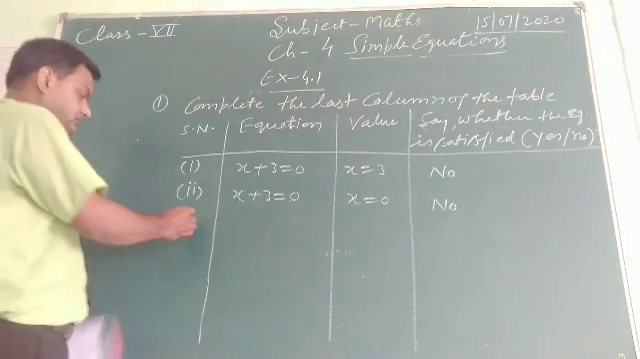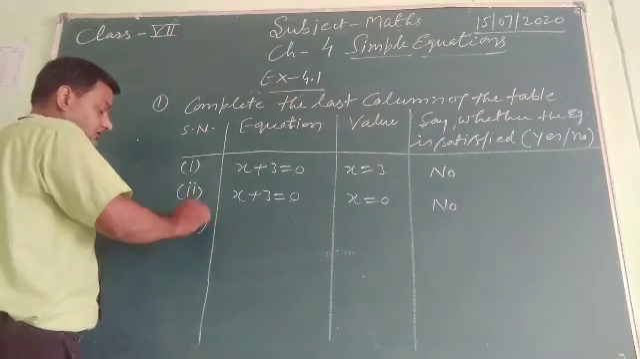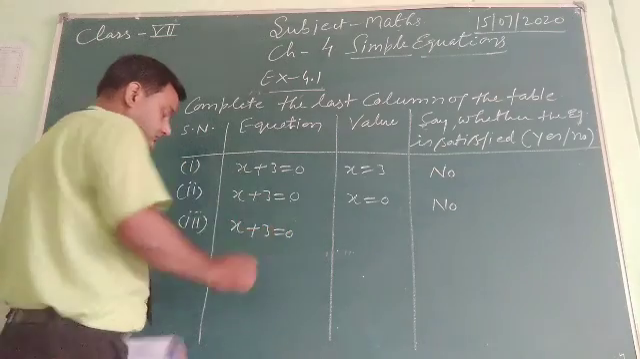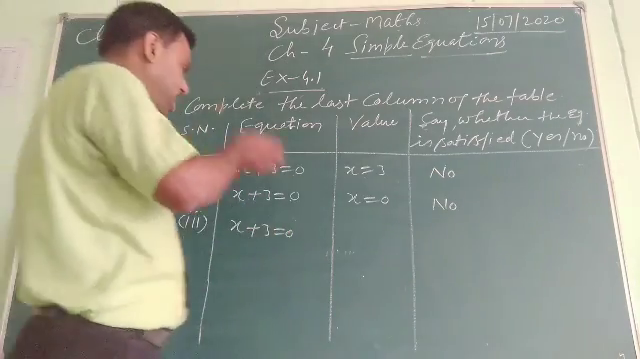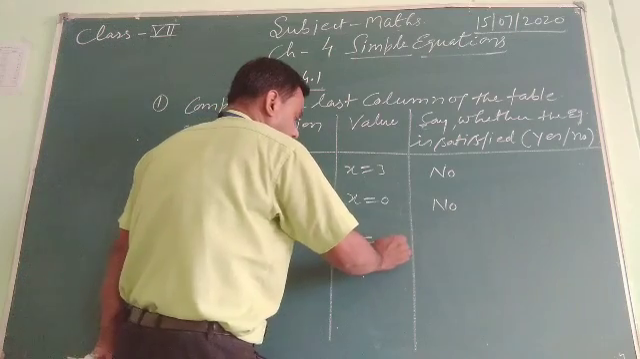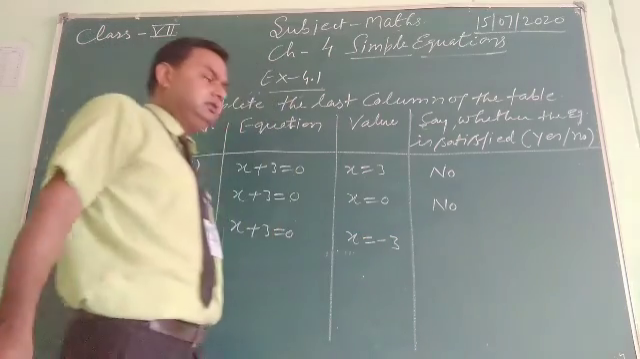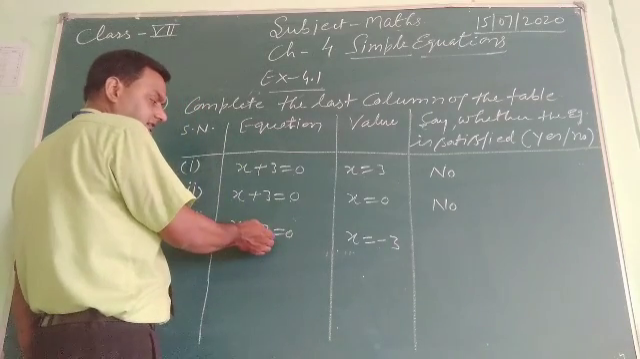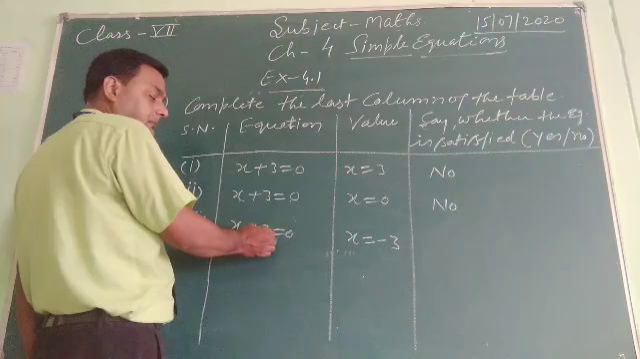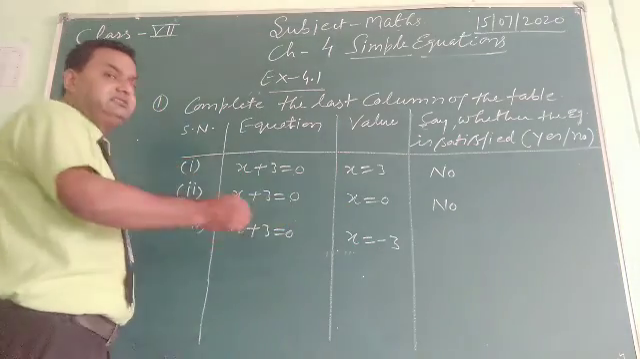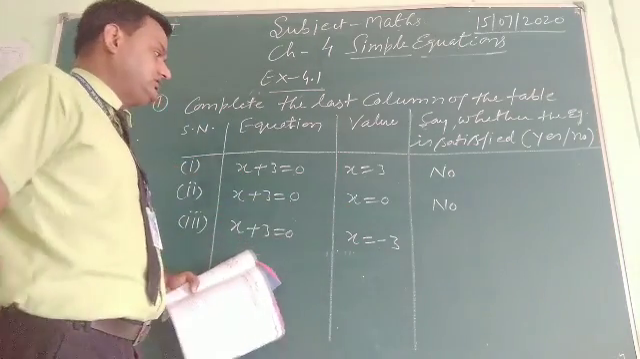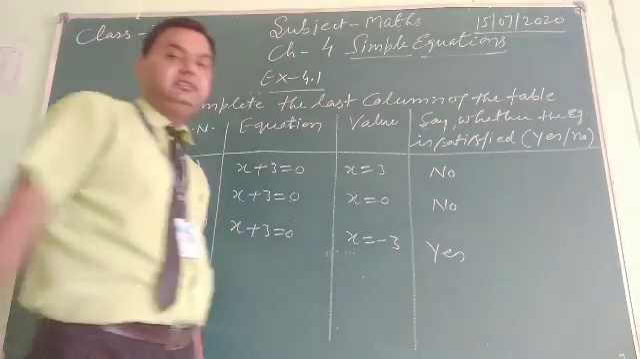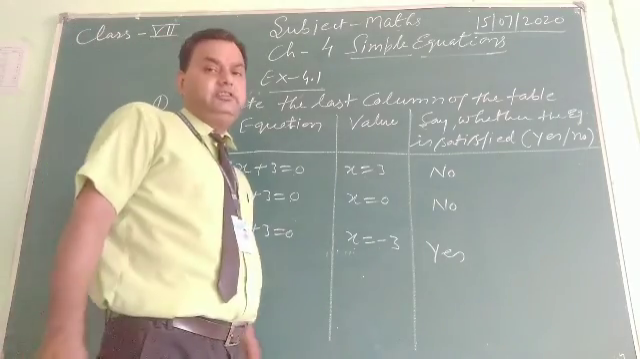Now third part is x plus 3 equal to 0, x equal to minus 3. We will put x equal to minus 3 in the equation. Minus 3 plus 3 equal to 0. So x equal to minus 3 satisfies the given equation. So it is yes.